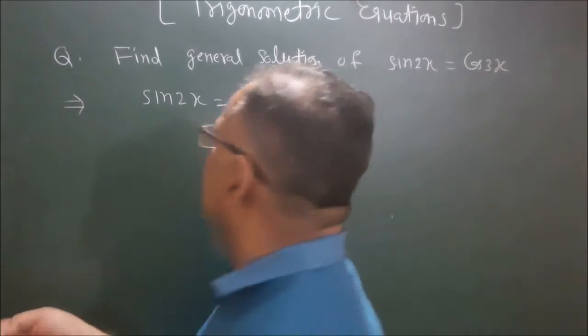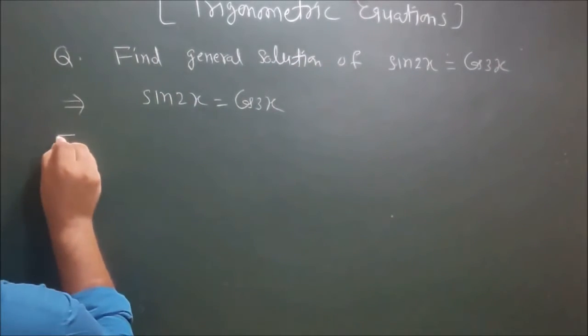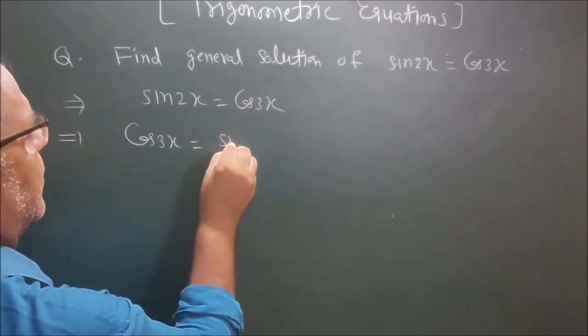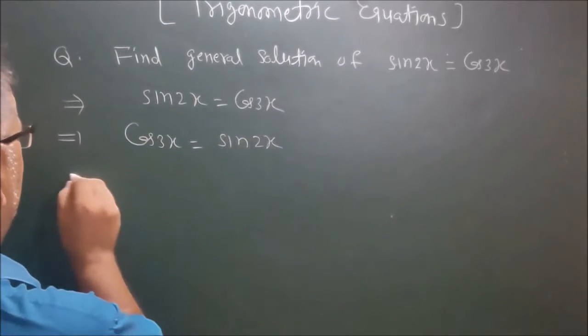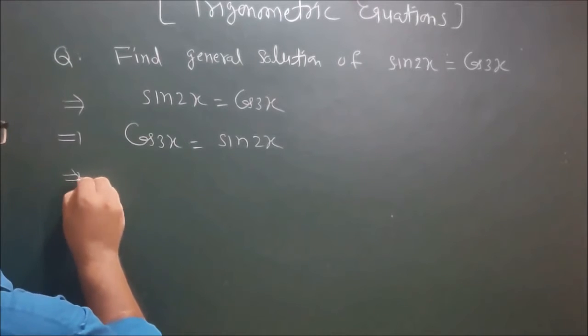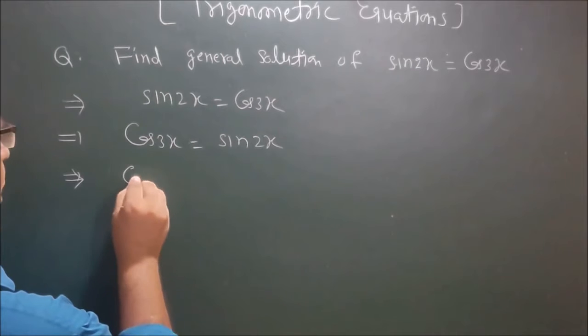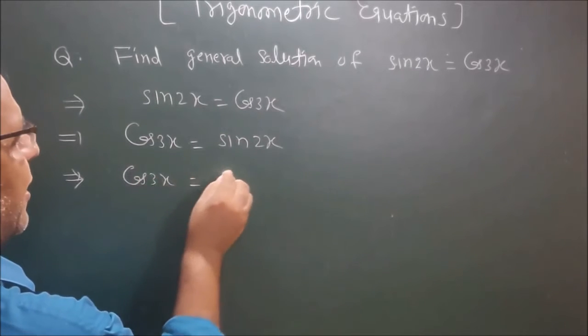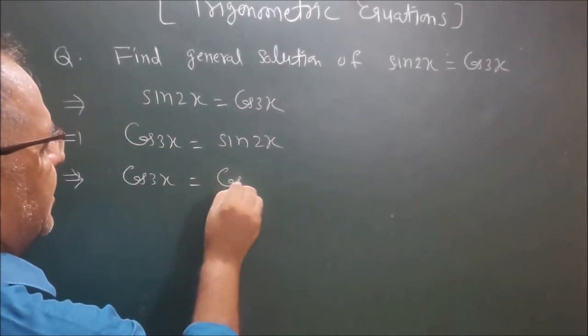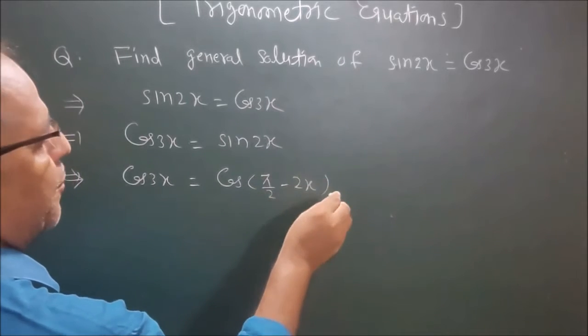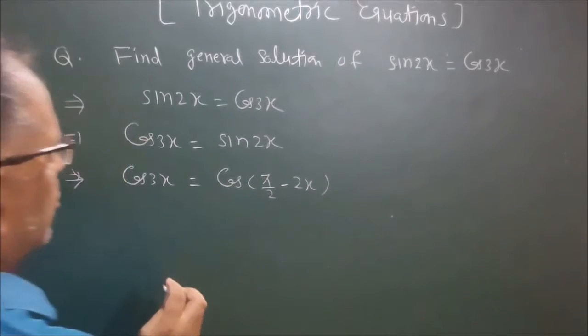Now this can be written as cos 3x equal to sin 2x. We take greater angle in the left hand side and smaller angle in the right hand side. Now convert right hand side in the same trigonometric ratio. This can be written as cos pi by 2 minus 2x, because cos 90 minus theta equal to sin theta.